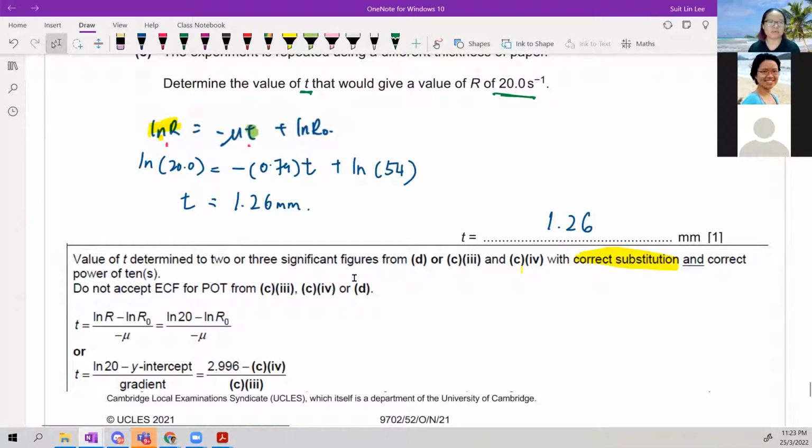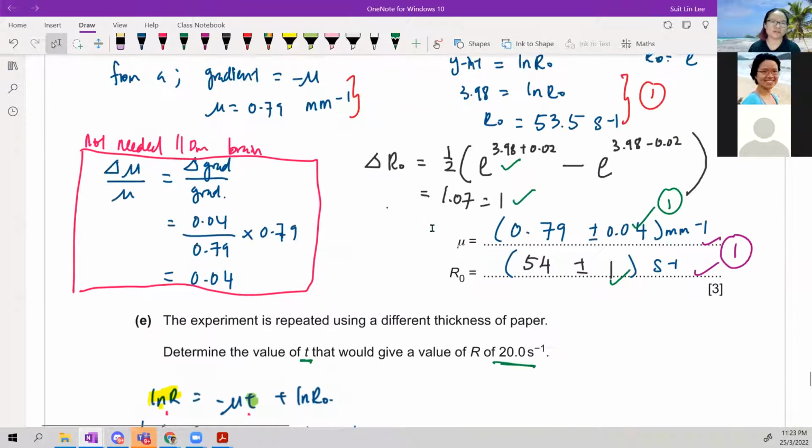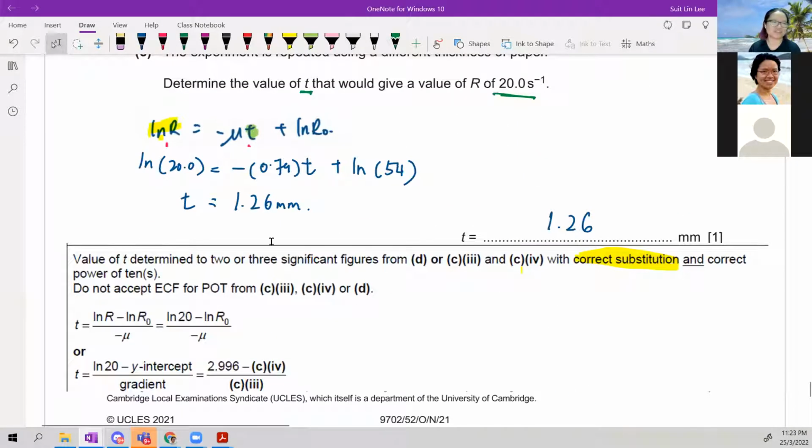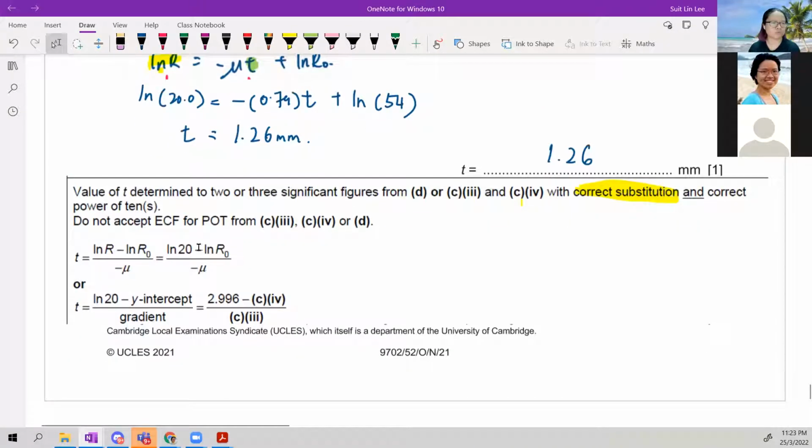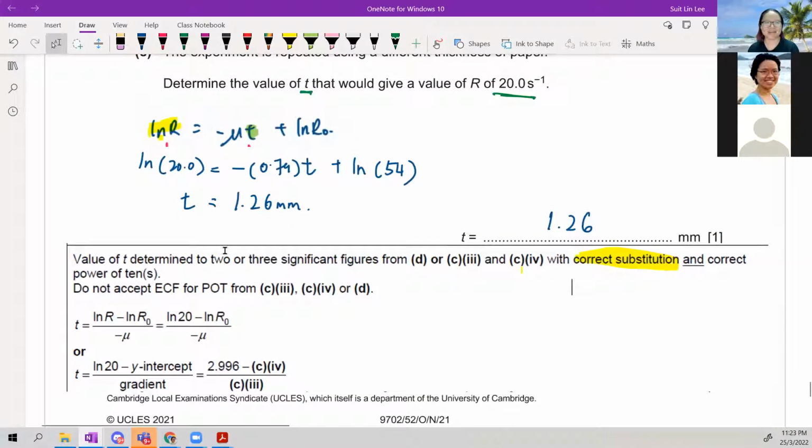There's no ECF, meaning if you make a mistake here and transfer it here, they don't allow it for part 3, part 4, or D. Okay. And then you just show the working. I mean, I can do this for them, but I don't think it's necessary. I show the substitution. This is good enough. So all they care about is the correct substitution, and that you are aware that the values are not off.